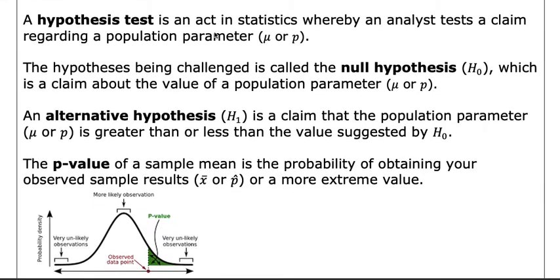A hypothesis test is an act in statistics whereby an analyst tests a claim regarding a population parameter, mu, or the population proportion, p. The hypothesis being challenged is called the null hypothesis, denoted H subscript 0, which is a claim about the value of the population parameter, mu or p. An alternative hypothesis, H subscript 1, sometimes H subscript a, is a claim that the population parameter, mu or p, is greater or less than the value suggested by the null hypothesis, H subscript 0.